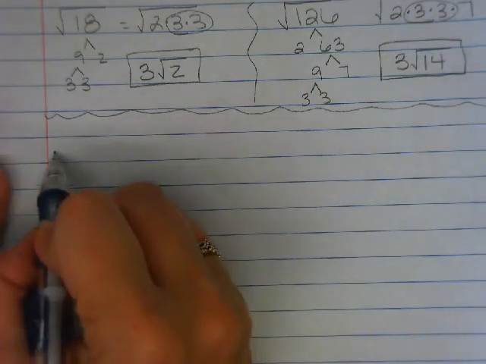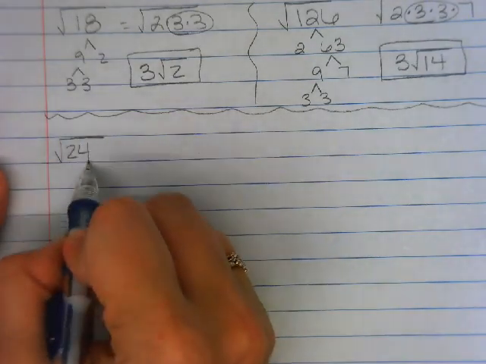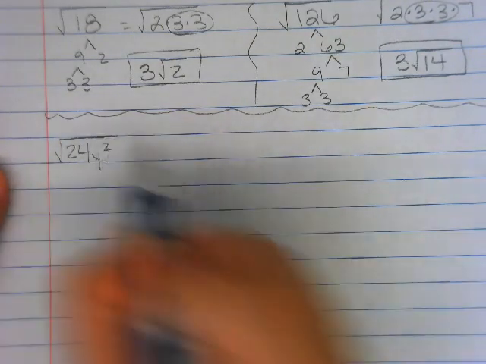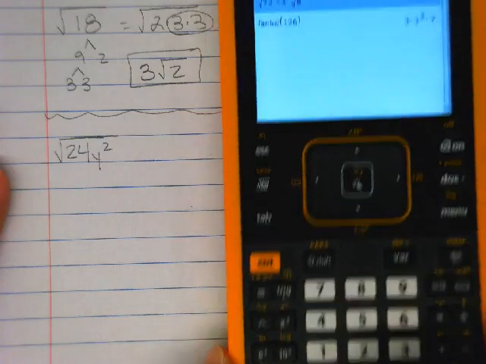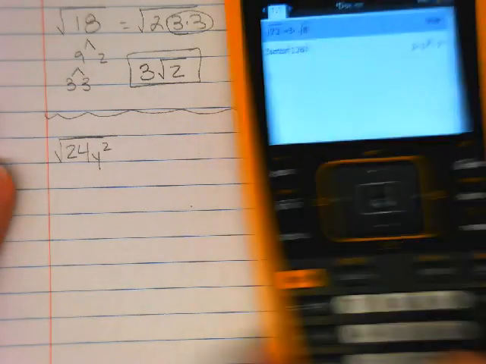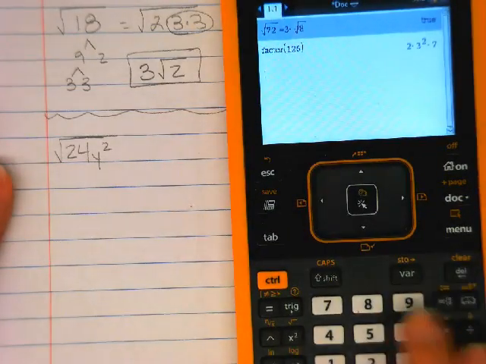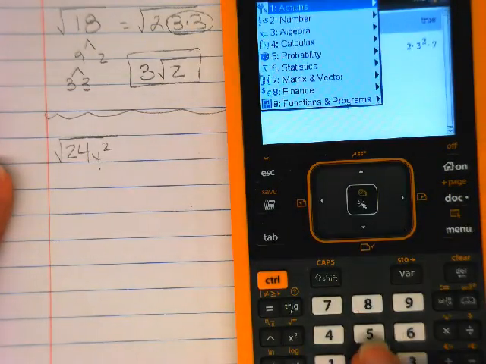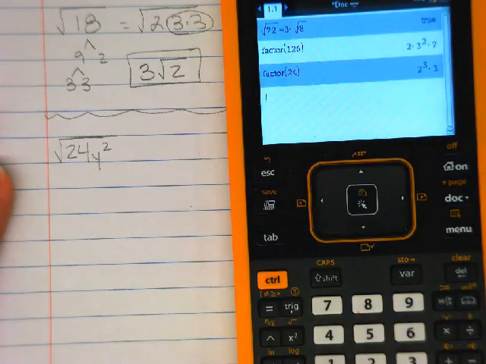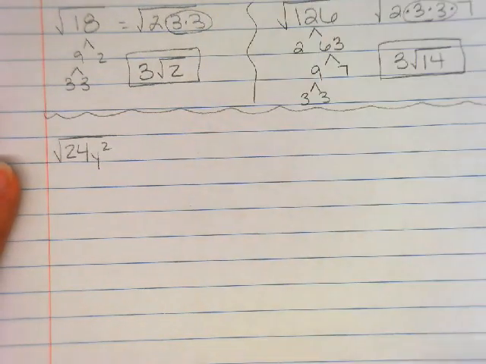Don't overthink this. It's the same concept. 24y squared. You can use your trick. What are the factors of 24? You can use this. Break it into primes. Menu, 2, 3, 2 to the third times 3. Yes? It's a lot faster than hurting your head.